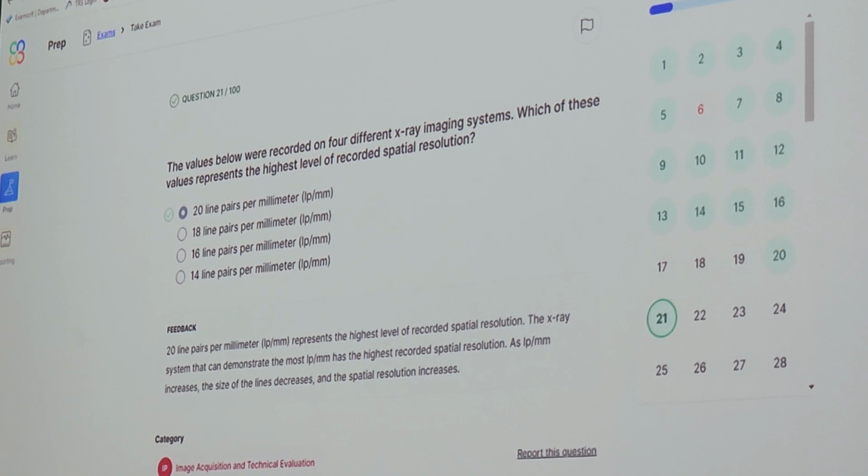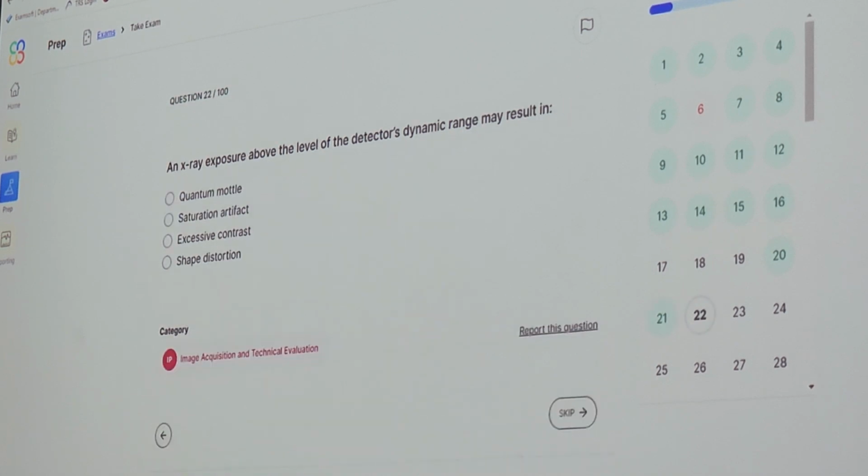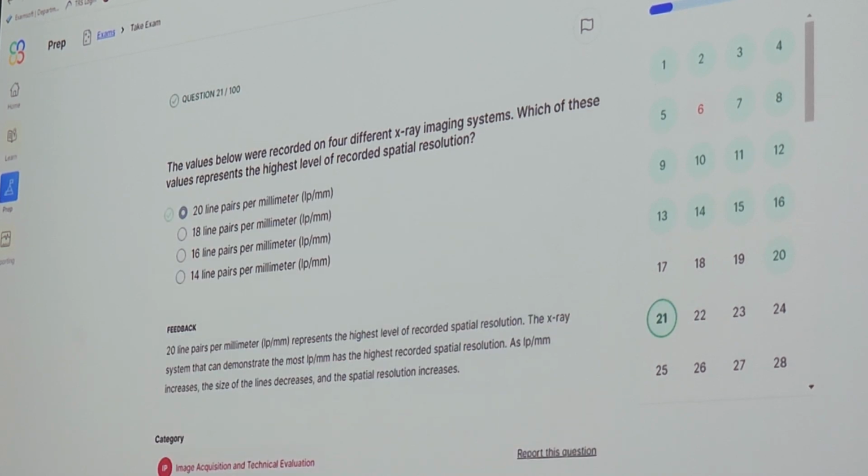Yes. Now, sure, at 21, 22 it gets blurry, but that's still better than getting blurry at 14 or 16 or 18. 20 is our best spatial resolution here. These are how many lines you can see clearly. On one system, you can only see up to 14 lines clearly. Once you get above 14 lines, they start getting fuzzy. But on the 20 line system, you can see up to 20 lines clearly. Does that make sense? Since you can see more clearly, it is better spatial resolution.